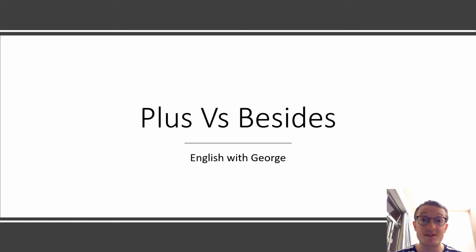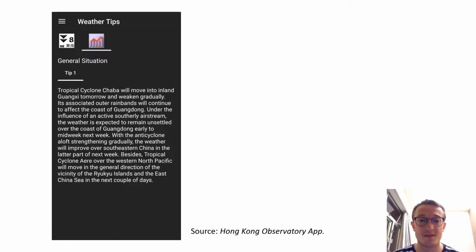Today we're going to be looking at plus versus besides. Last weekend there was a typhoon that came to Hong Kong called Tropical Cyclone Chaba, and it created a T8 signal, which is the signal in Hong Kong, meaning that a lot of workplaces will shut down, schools will shut down and things like this. And what the Hong Kong Observatory did is they offered advice to people and gave general weather tips. And I found this paragraph on the Hong Kong Observatory app.